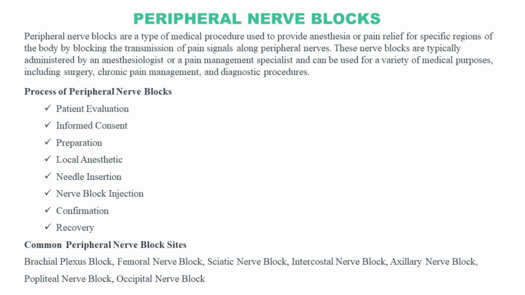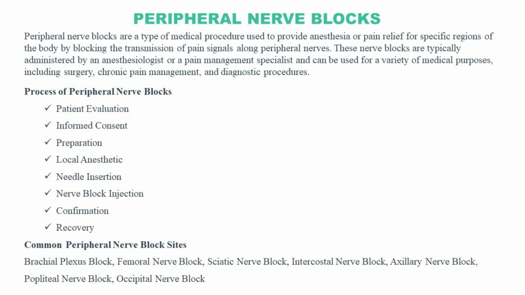Common peripheral nerve block sites. 1. Brachial plexus block. This block targets the brachial plexus, a network of nerves responsible for the sensation and movement of the upper extremities. It is often used for upper arm, shoulder, and hand surgeries.